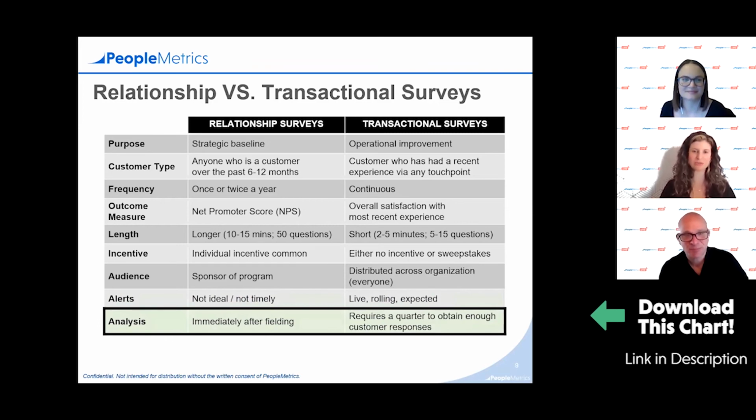So in a relationship survey, we have kind of a finite fielding period, say 2 or 3 weeks, and then you have collected all your feedback, and then you're going to go on to analysis immediately after that fielding. So you'll take the time, either you or an analyst at your company or whoever you're working with, PeopleMetrics will certainly do this for you. We'll analyze your data and create a report so that you have a very clear view of what your feedback says, distribution of responses, sentiment of comments, all those things that are really important for you to know once you've collected all your feedback.